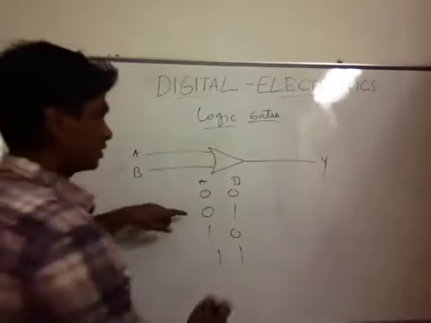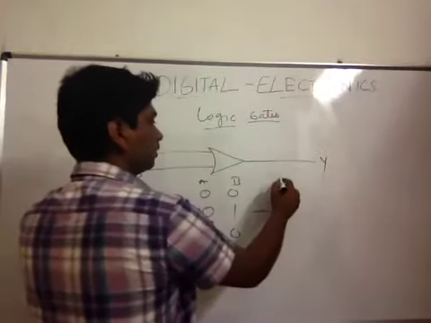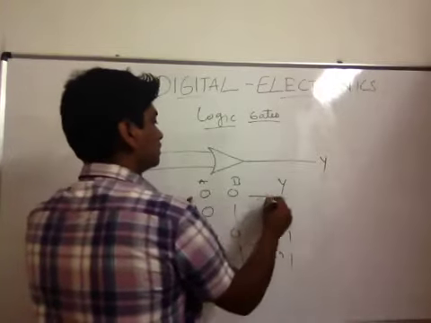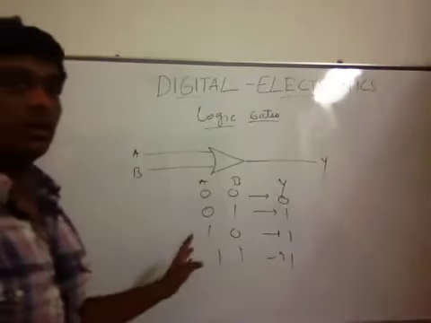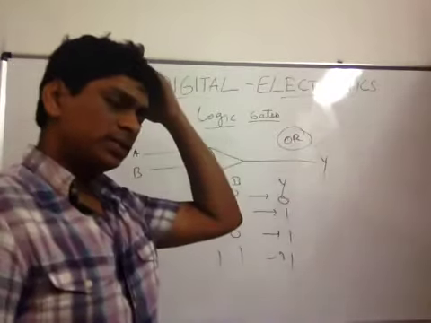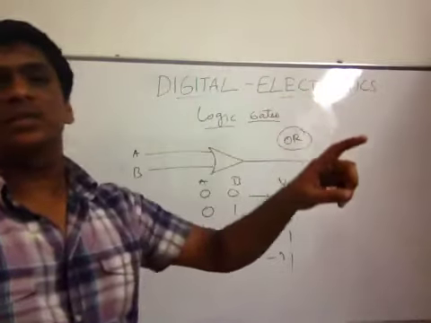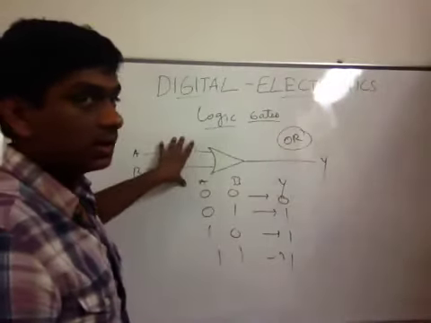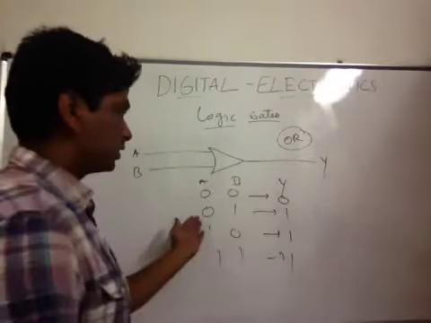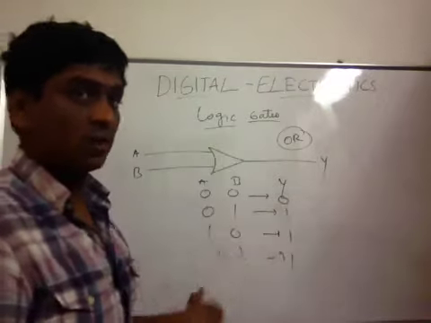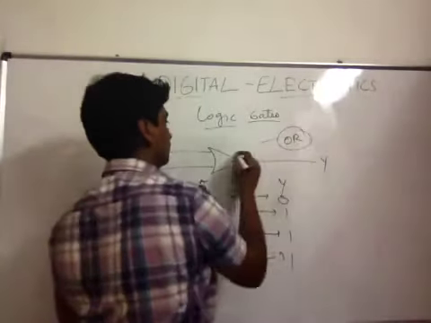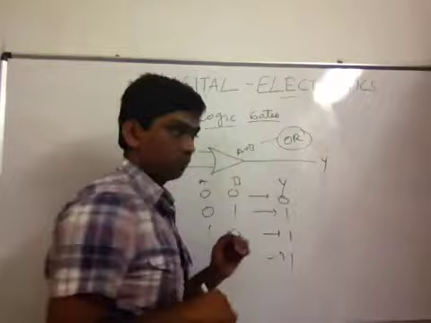So according to the condition, if any one input is on, output is on. Only in the first case, the output will be off. This is called the OR gate. So the algebraic expression which is denoted by the OR gate is, you can guess, A plus B. 0 plus 0, 0. 0 plus 1, 1. 1 plus 0, 1. 1 plus 1, 1. So this is nothing but A plus B. This is the OR gate.